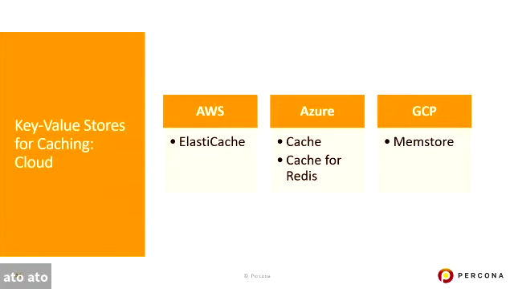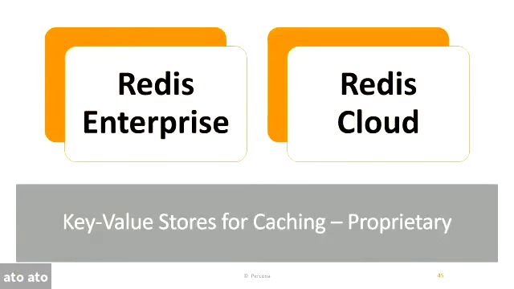AWS ElastiCache is typically used as a Redis interface, right? GCP calls it Memorystore, all the Redis interfaces. From a proprietary standpoint, I would mention Redis. Again, they have both an enterprise version and a cloud deployment.